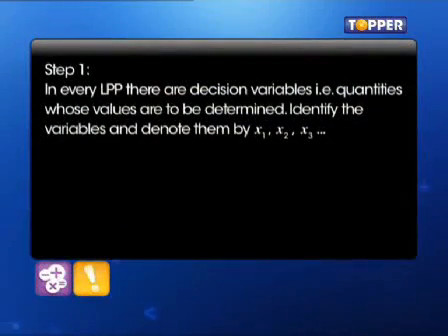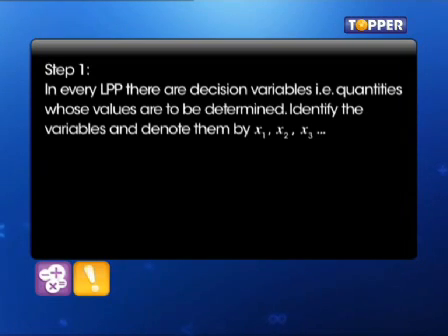So, if we identify every step while solving problems in LP, we shall have something like step number 1. In every LPP, that's a nice short form for linear programming problem, certain decisions are to be made. These decisions are represented by variables known as decision variables. Now, these decision variables are those quantities whose values have to be determined. They vary over a certain range. So first, identify these variables and denote them by x1, x2, x3 and so on.